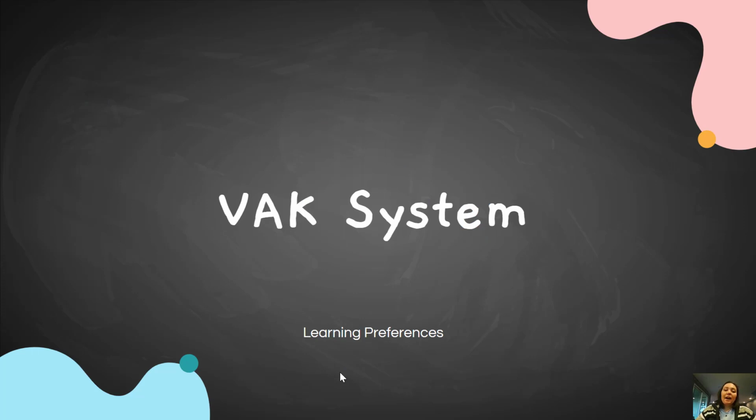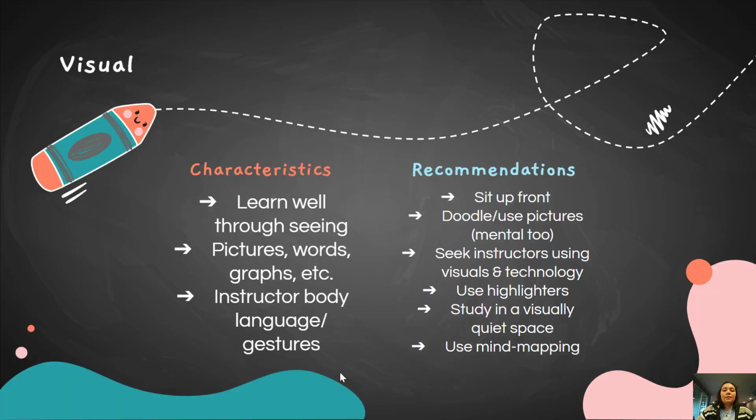We're going to start with the VAC system, and that stands for visual, auditory, and kinesthetic. So, if you are a visual learner, you are someone who learns well through seeing things. You like pictures, you like being able to see words, maybe in a poster, maybe in text. You like seeing instructions maybe written out instead of getting them verbally from your instructor. Perhaps you like interpreting graphs and things like that. You also are visual when it comes to interpreting your instructor's body language and gestures.